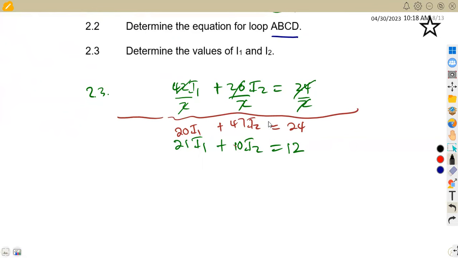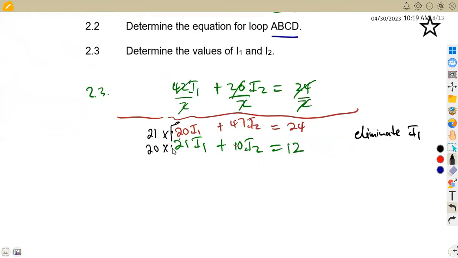So depending on whatever method you're going to work with, either elimination or another, depending on what you want in this case. Let's say I want to calculate I2. I'm going to eliminate I1. So for me to eliminate I1, I have to interchange these two and multiply. I'm going to multiply on top with 21. I multiply below with 20.